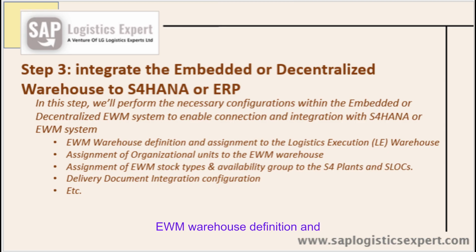Examples are EWM warehouse definition and assignment to the logistics execution, LE warehouse, assignment of organizational units to the EWM warehouse, assignment of EWM stock types and availability group to the S4 plants and SLOCs, delivery document integration configuration, etc.